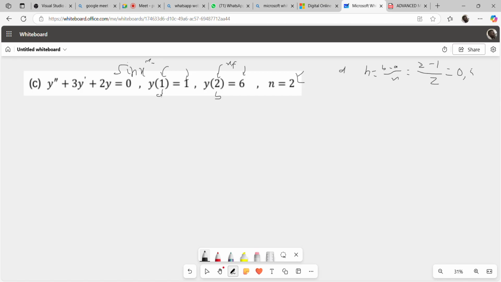You said h is equal to b minus a over n. N will always be provided. But in the book, the n has changed to 4. It's the same problem, it just changed here. In this case, n is 4.